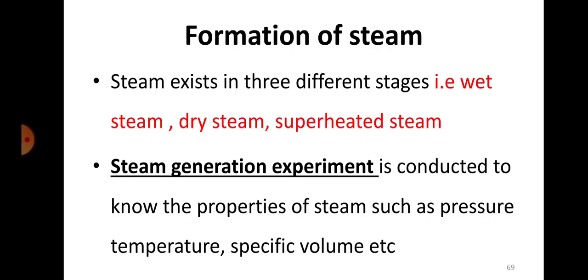So steam exists in 3 different stages. Okay, you will also have to learn these 3 stages. What do you mean by wet steam, dry steam, and superheated steam? Okay, so all these things I will tell you when I explain the concept of the formation of steam. Okay, so steam generation experiment, that is what I am talking about actually. So the steam generation experiment is conducted to know the properties of steam such as pressure, temperature, volume, etc. So these are the things which we are going to study with the help of a steam generation experiment.